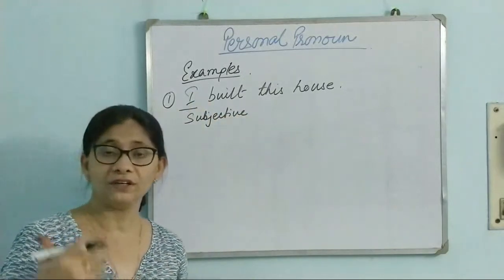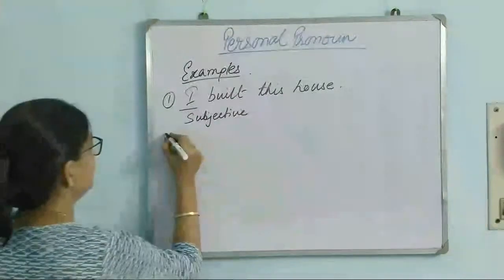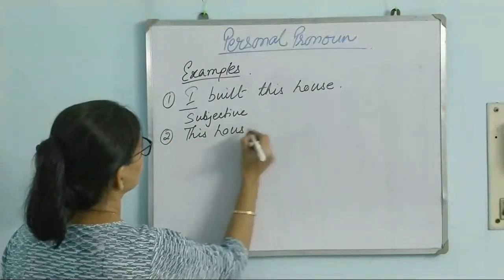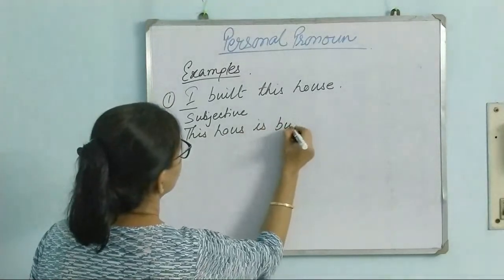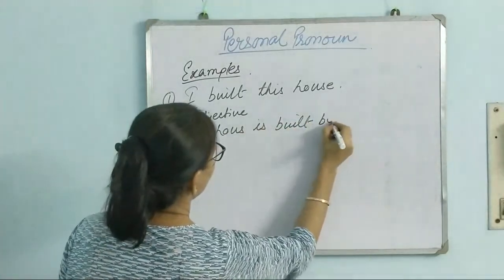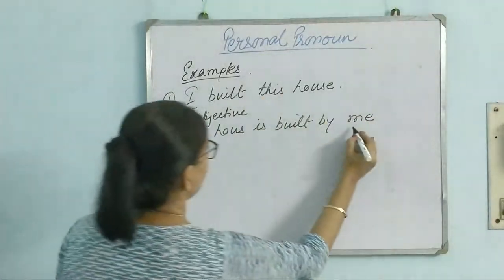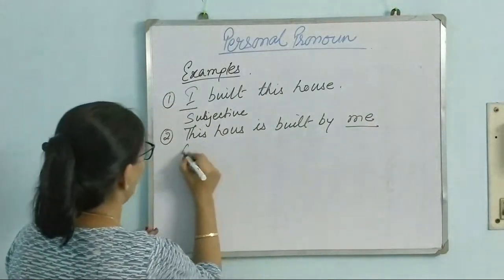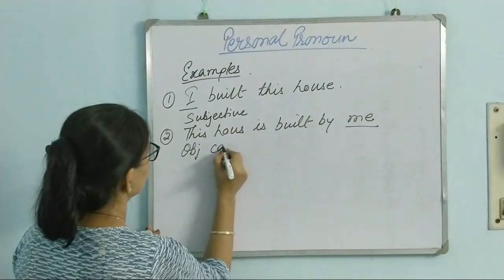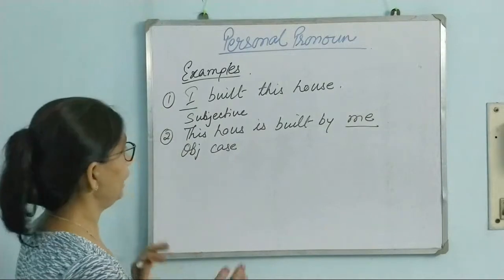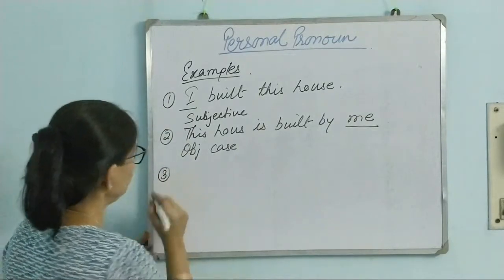Now if you want to change it into object, then what it will be? It will be this house is built by me. So here I changes into me. Now me is objective case. This me is objective case. Now let us just see the third one also.